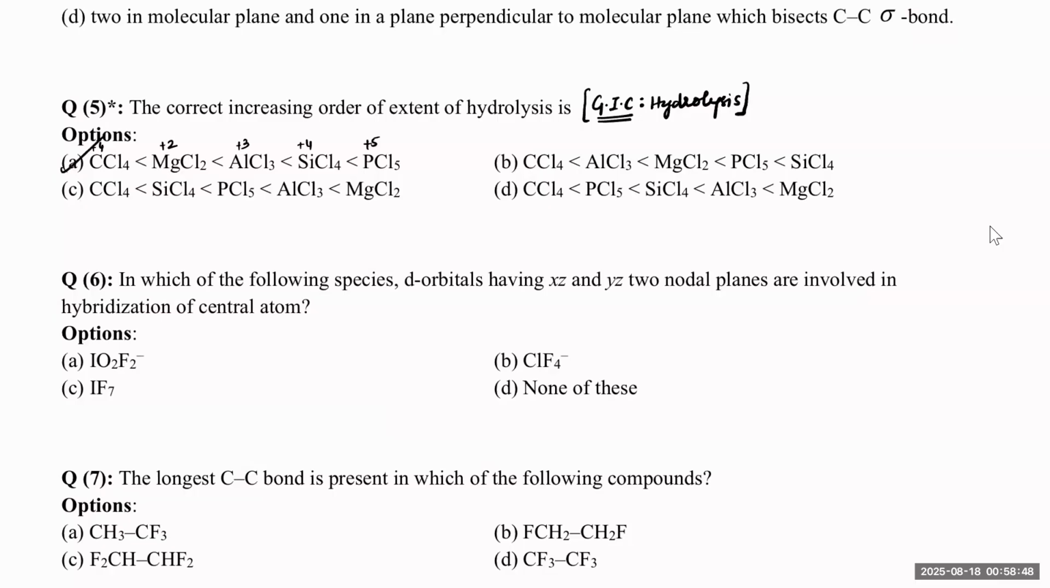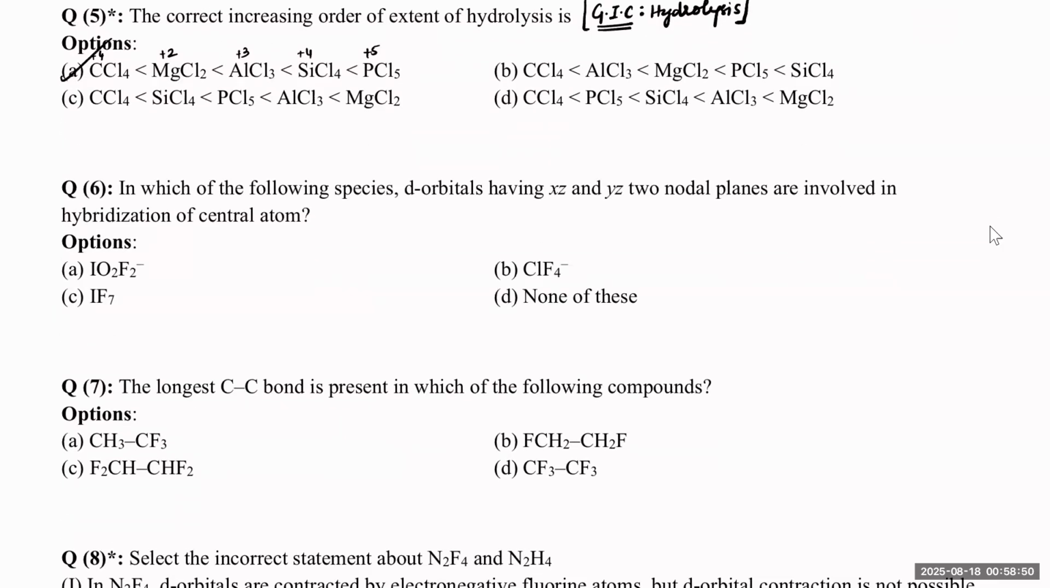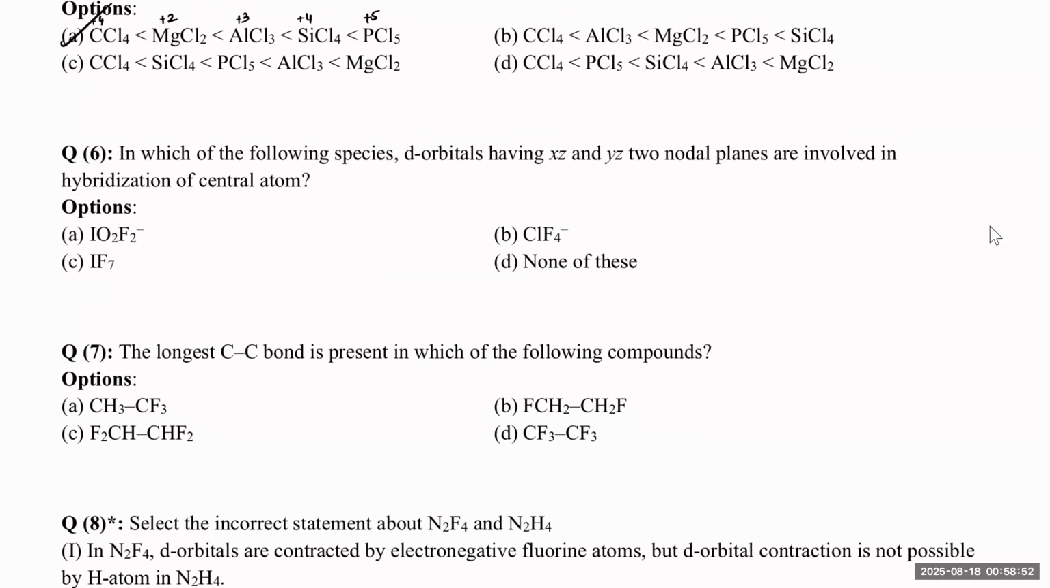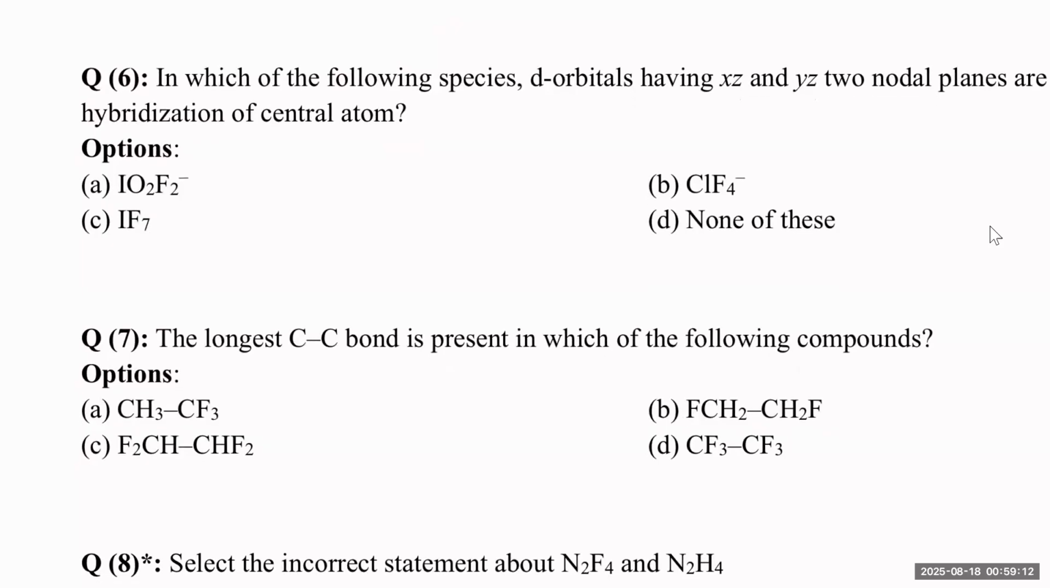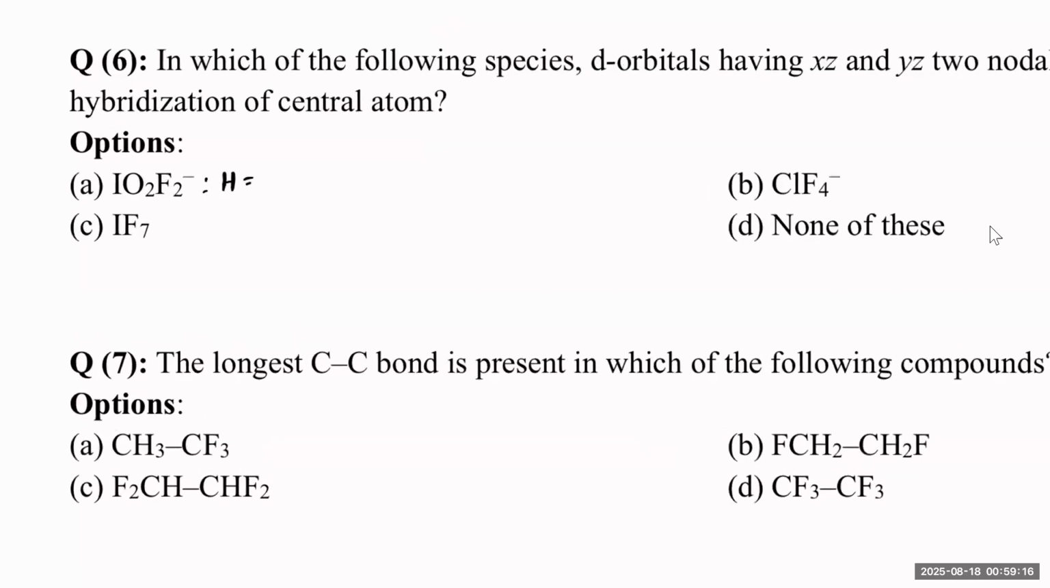So what is the best option? A. Okay, next. In which of the following species are d orbitals having xz and yz as two nodal planes involved in hybridization of the central atom? Xz and yz two nodal planes are involved in hybridization of the central atom. Okay. First, let us figure out what the steric number is in all the cases, everybody. In such cases, you always try to figure out the steric number.